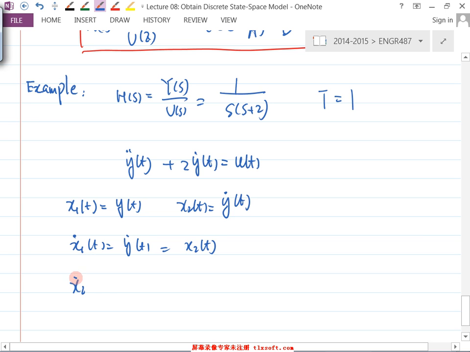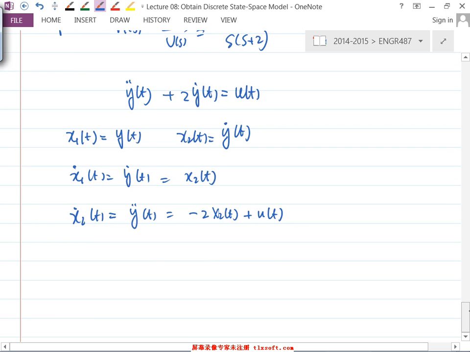And what is x2 dot then? It's y double dot. Okay, it's y double dot. And the y double dot equal to what? Move this chunk to the other side. Okay, it's negative 2 y dots, which is x2 dot.